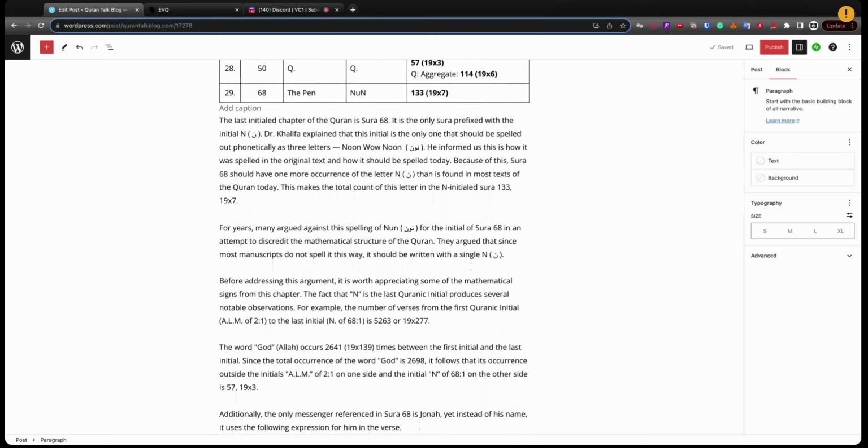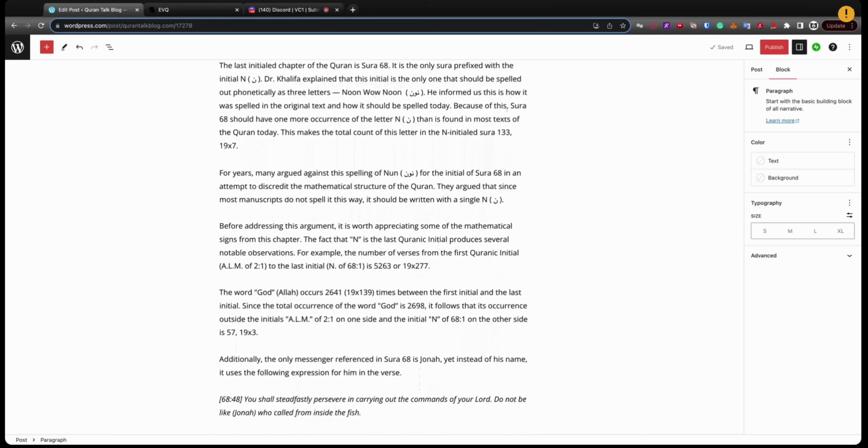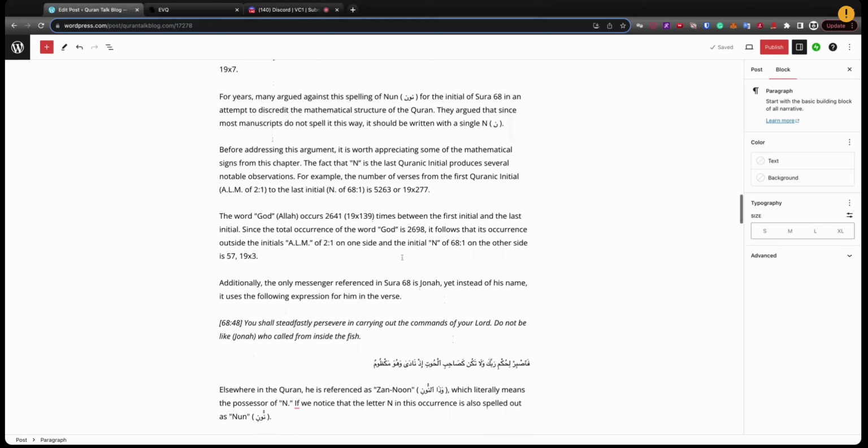Before addressing this argument, let's look at some of the phenomena around just this initial in Surah 68. The fact that Noon is the last Quranic initial produces several notable observations. For example, the number of verses from the first Quranic initial, Alif Lam Mim, Surah 2, verse 1, to the last initial is exactly 5,263. That's 19 times 277. If we included 9:128-129, we'd be off by 2, or actually off by 17.